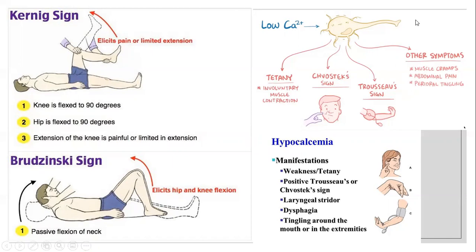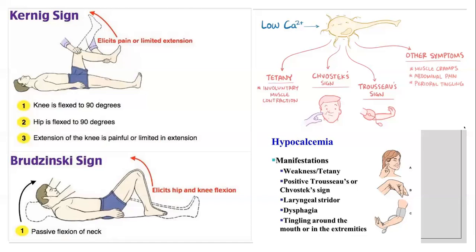So hypocalcemia or hypomagnesemia can lead to convulsion, and cardiac disease may develop. Let me explain a little bit more. Hypocalcemia manifestations: weakness and tetany, positive Trousseau's and Chvostek sign, laryngeal stridor, dysphagia, also a tingling sensation around the mouth, right?